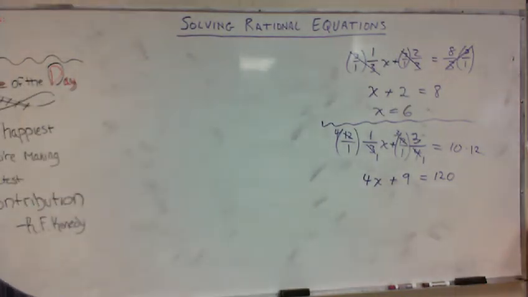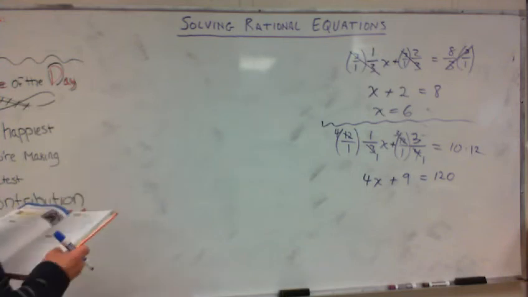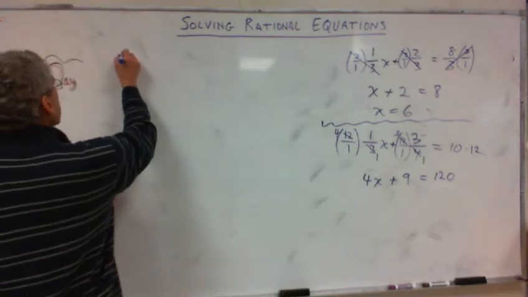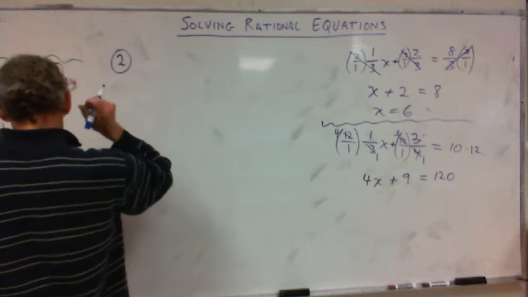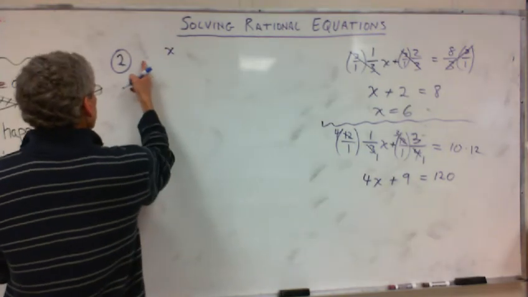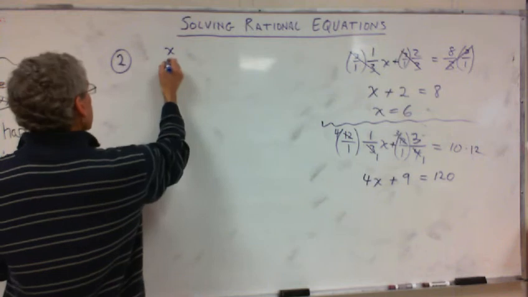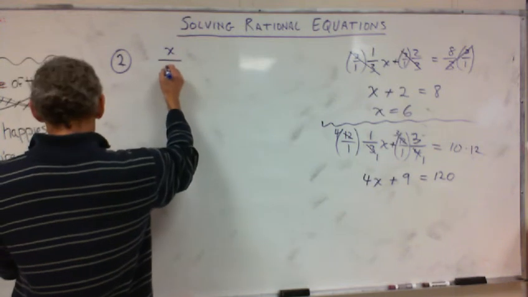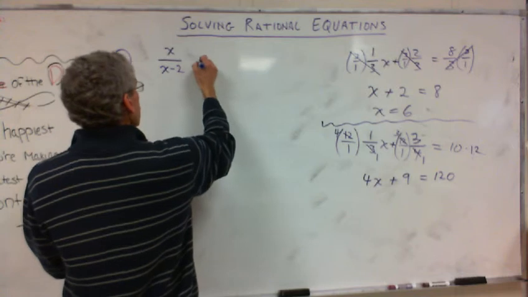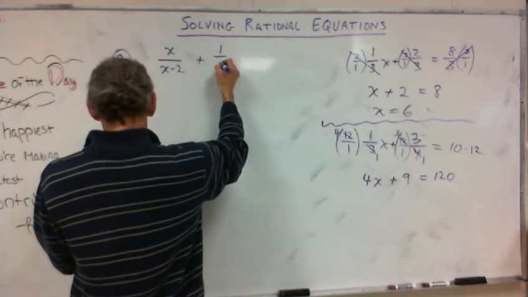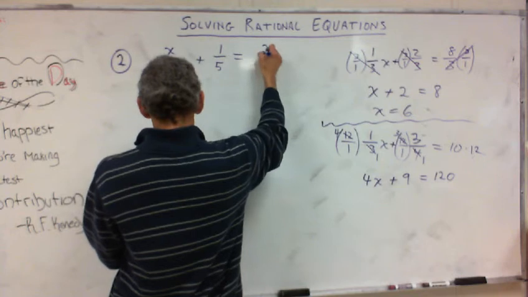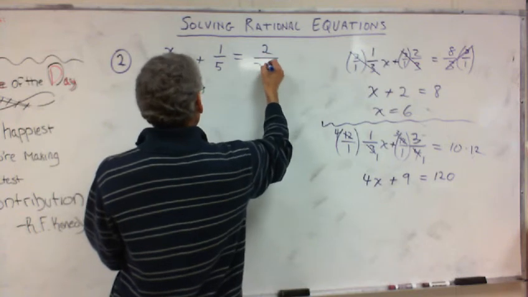So let's say I had this one. I'm going to write this one out so I don't forget. This is example 2, right? So let's say we have x over x minus 2 plus 1/5 equals 2 over x minus 2. I'm going to leave myself a little space here because I know I'm probably going to need it.